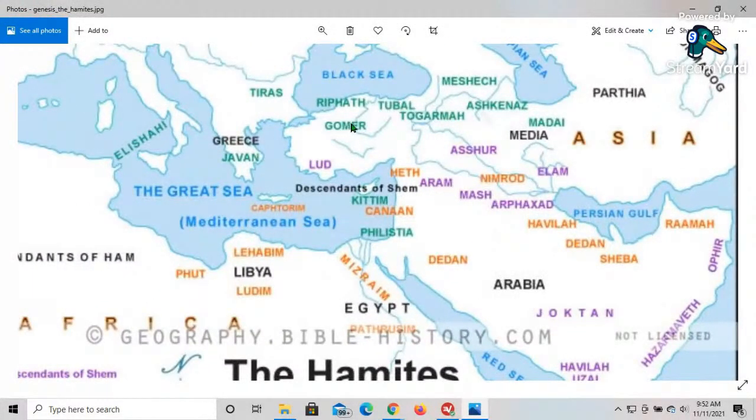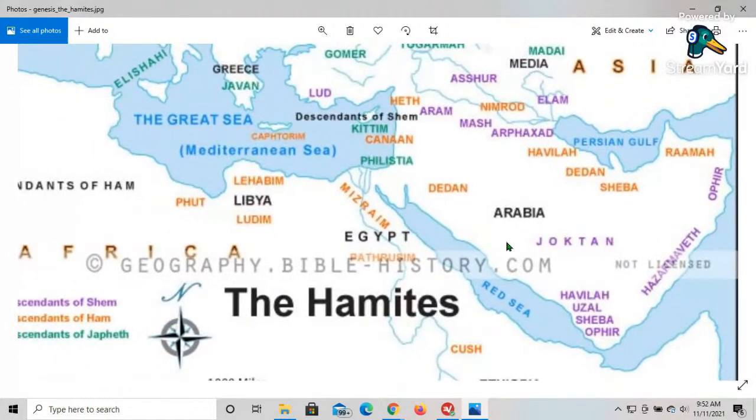Tubal, Gomer, Togarmah, Ashkenaz, and where's Riphath? There's Riphath here. Asher, Aram, Lud, Elam, Arpachshad. Mash is somebody's son. Joktan is Semitic. These are Semitic. So these are the Arabic people. Okay, the reason why these are Hamitic is because they're probably descendants of Nimrod. One of these became the D Y chromosome in all probability.